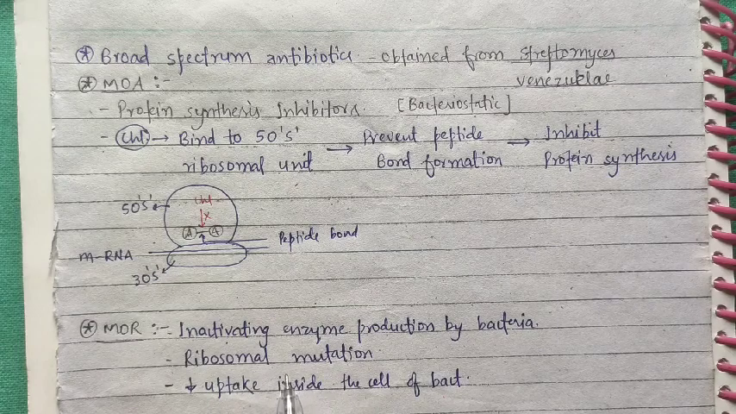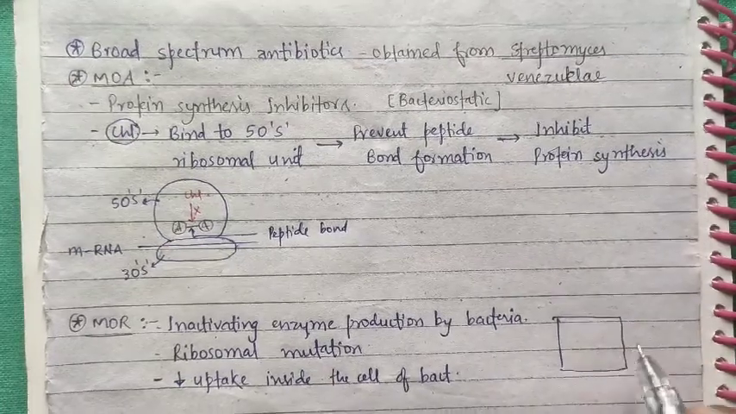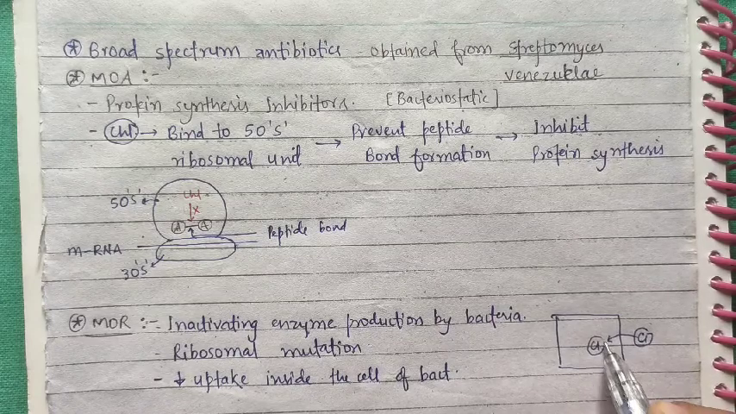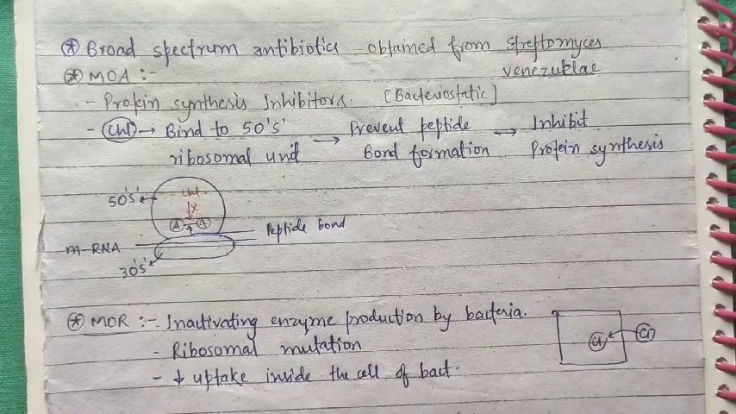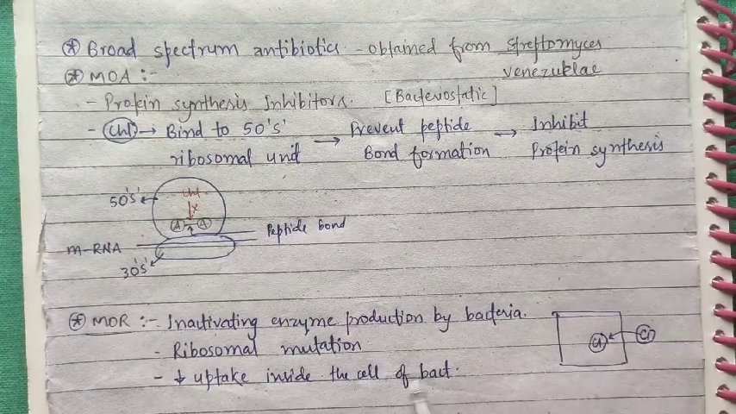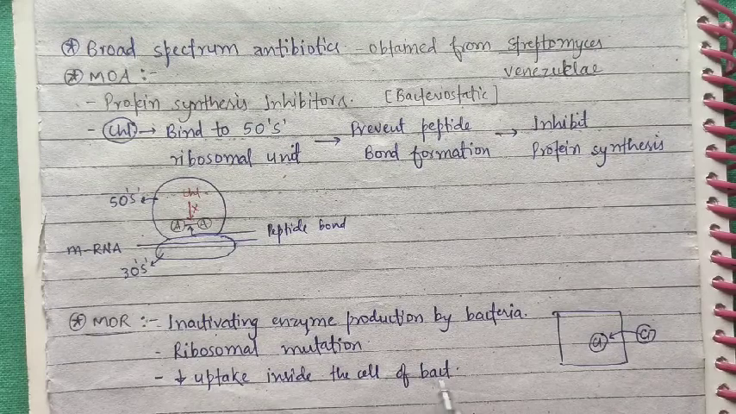meaning ribosomal mutation. Third case, let's suppose this is the bacterial cell, guys, and chloramphenicol has to enter inside the bacterial cell to work properly for the inhibition of protein synthesis. Bacteria generate a mechanism by which the intake of chloramphenicol is reduced, that is, decreased uptake inside the bacterial cell.